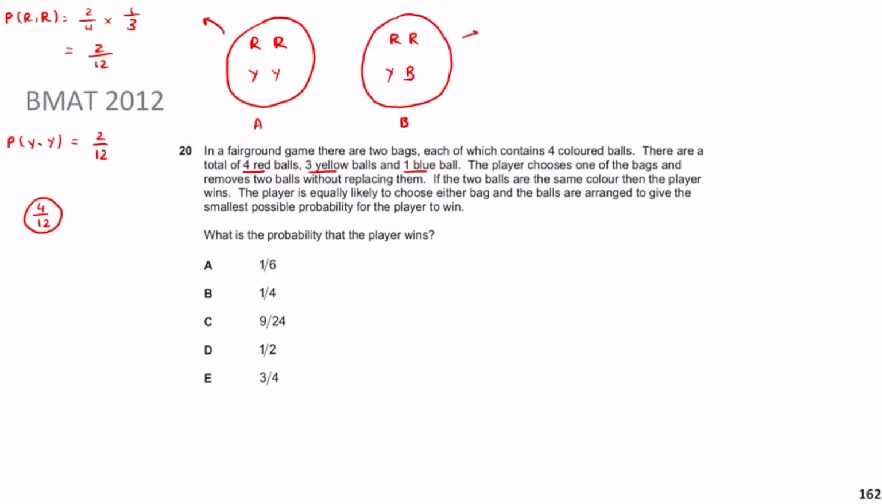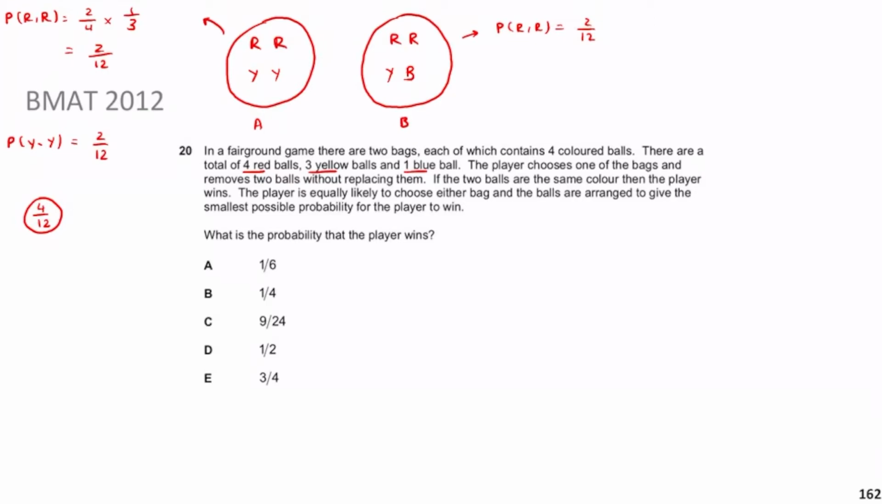And then what about bag B? Bag B can only win in one way, which is a red and a red. And again, that's basically the same as 2 out of 12, isn't it? Because the probability you're going to get red in the first one is 2 out of 4, and then the second go is going to be 1 out of 3, as before, right?